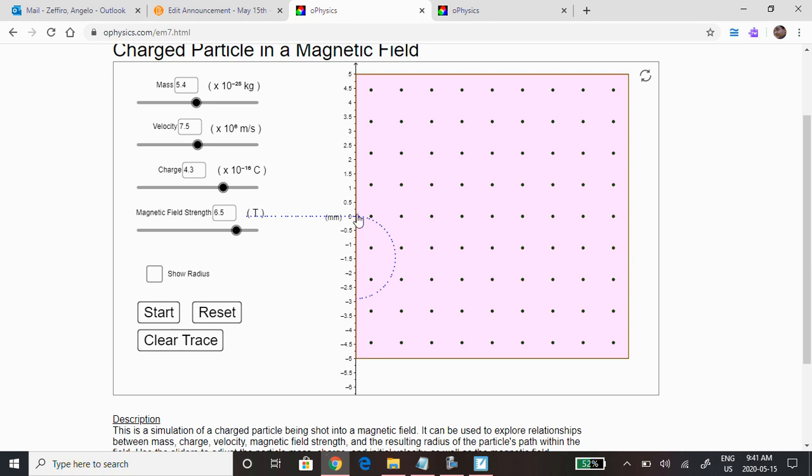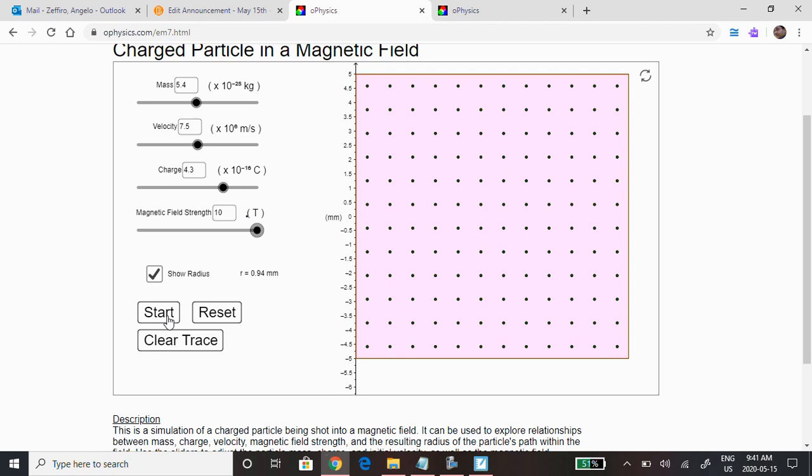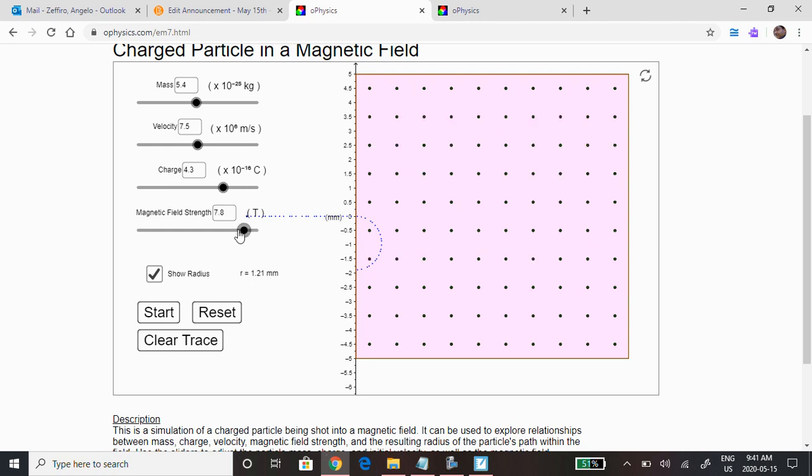It starts to form a circle. And the radius of this circle, show the radius, is 1.45 millimeters. I can change the radius of this circle by changing the strength of the magnetic field. Watch. Now the radius is smaller. I have a really strong magnetic field.